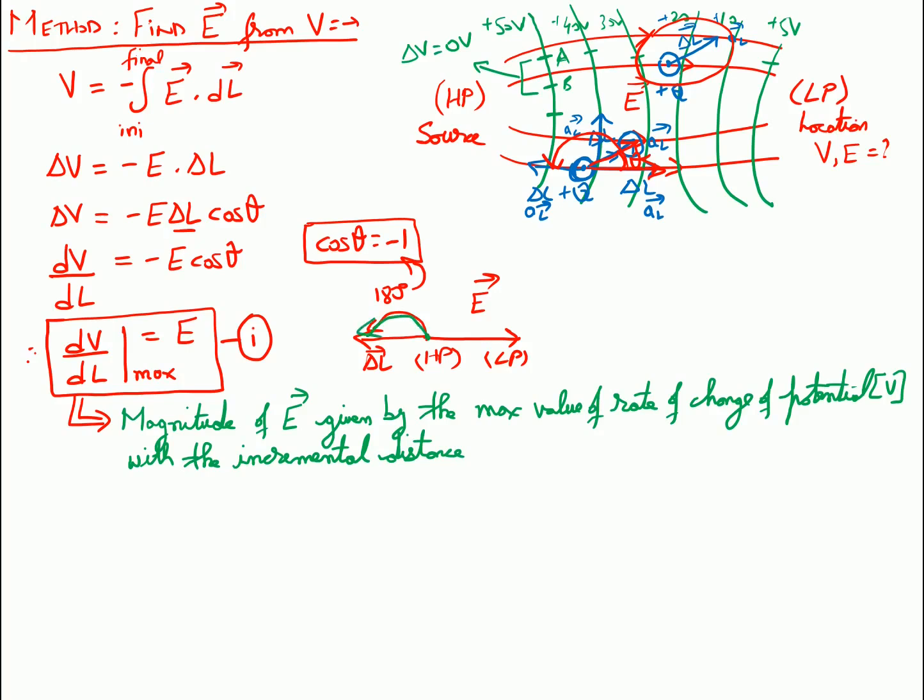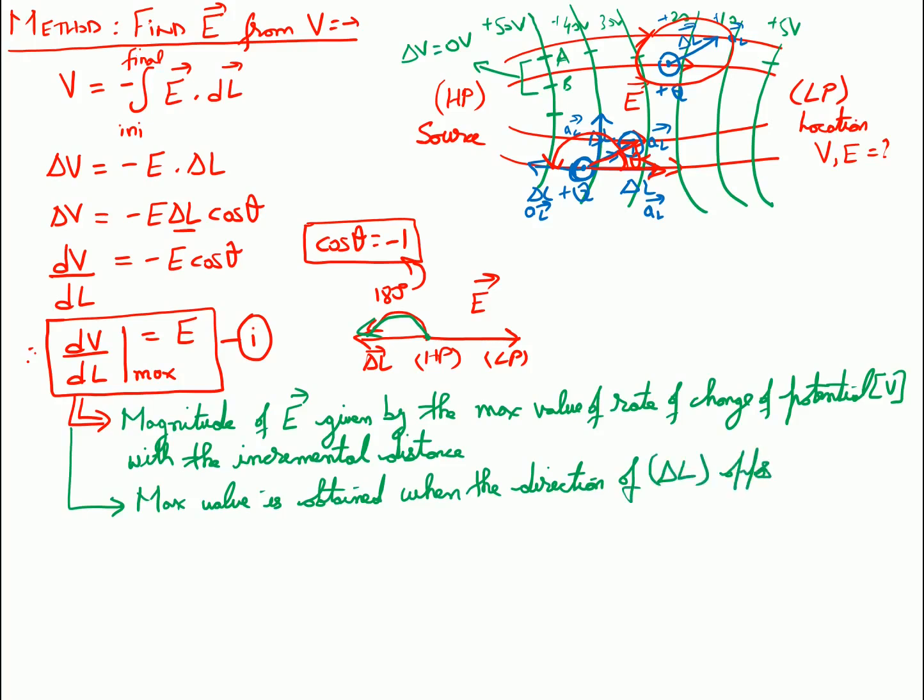And the second observation we can take from the same equation is that the maximum value is obtained when the direction of incremental distance delta L is opposite to the electric field intensity E. So these are the two observations which equation 1 gives, and that is helpful to us whenever we are solving numericals related to such equations, or showing the relationship between E and the potential V.